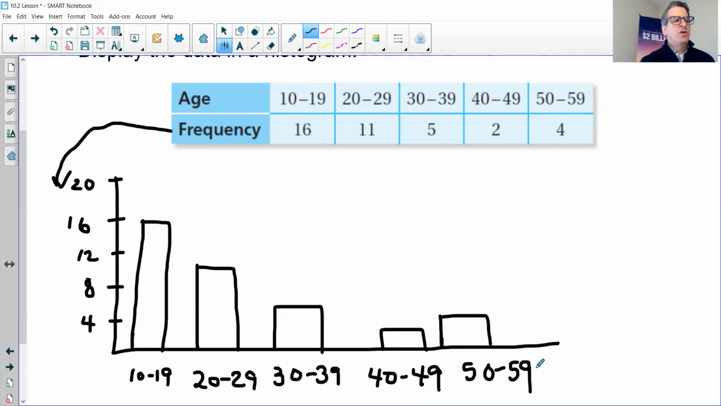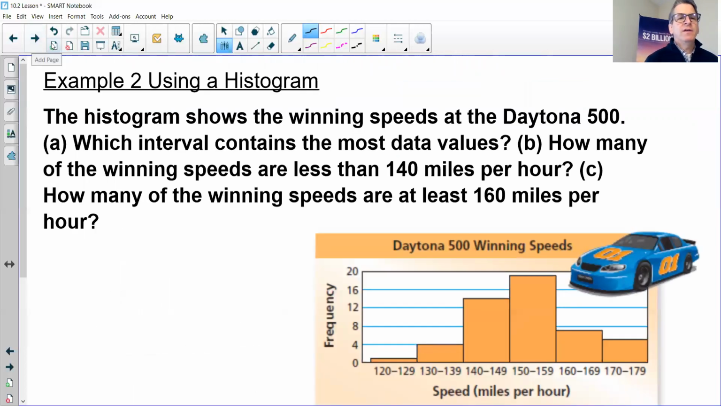Example 2, using a histogram. The histogram shows the winning speeds of the Daytona 500. Letter A, which interval contains the most data values? Letter B, how many of the winning speeds are less than 140 miles per hour? Letter C, how many of the winning speeds are at least 160 miles per hour?